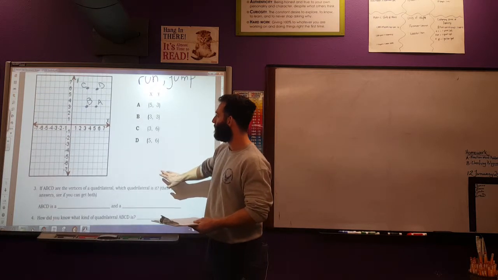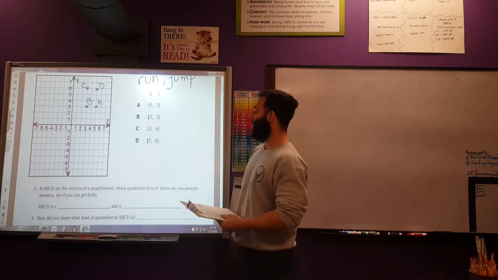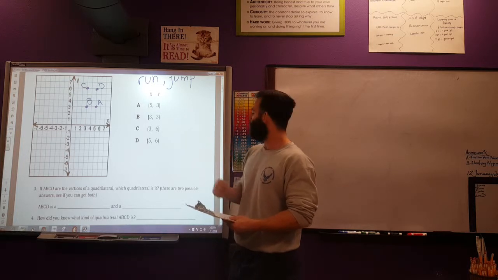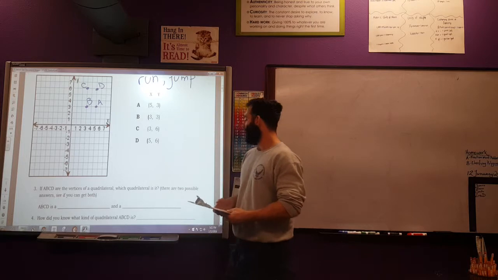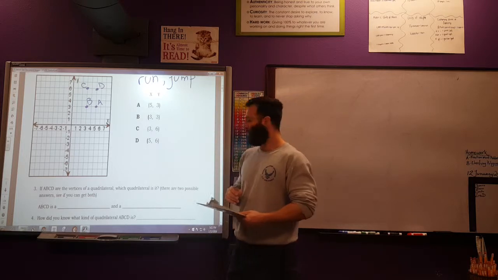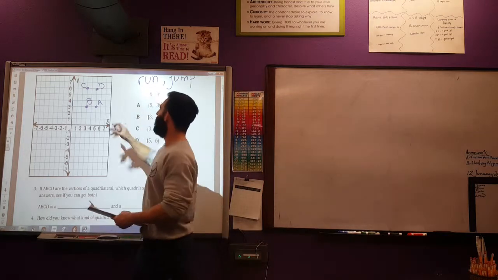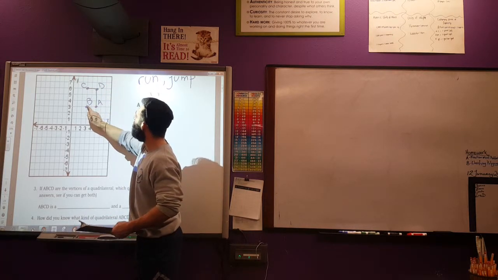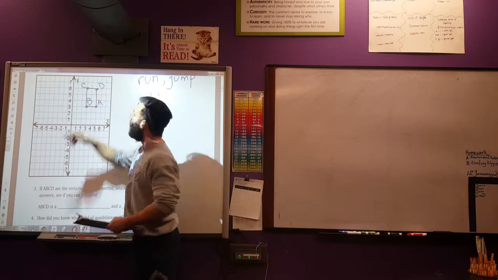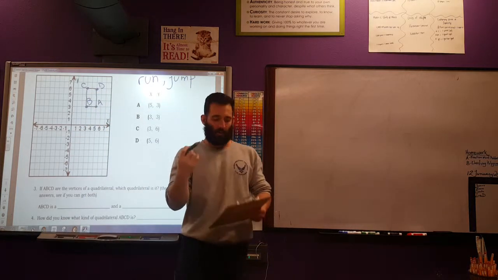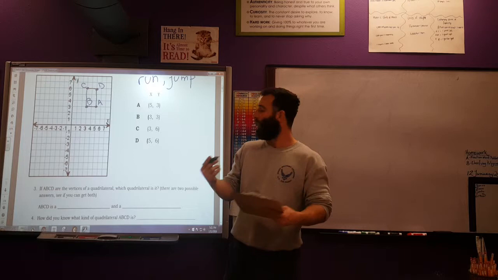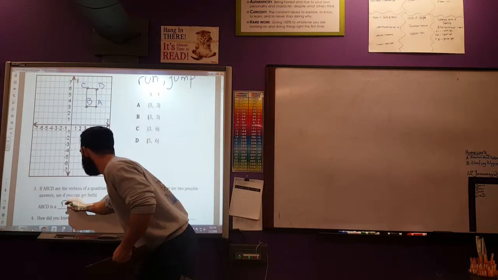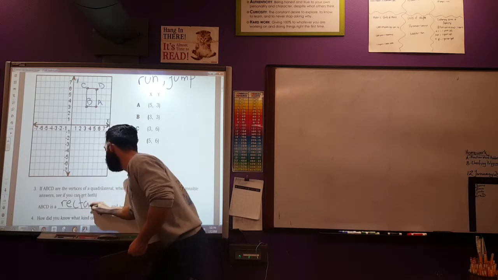Number 3. If A, B, C, and D are the vertices of a quadrilateral, remember quadrilateral, quad meaning 4, which quadrilateral is it? There are two possible answers. The first thing I'm going to do is connect the dots here, just so I can get a better idea of what shape I'm looking at. Now, when you connect the dots, you should see something jump out at you pretty quick. And I see that it is a rectangle. So A, B, C, and D is a rectangle.